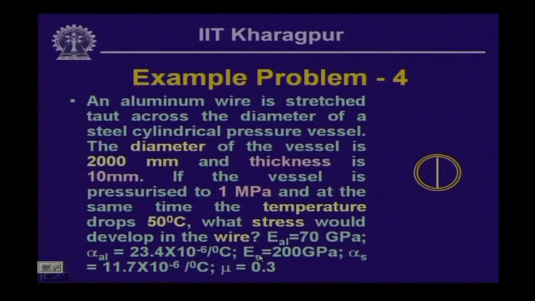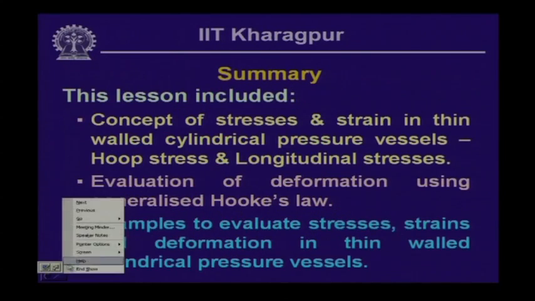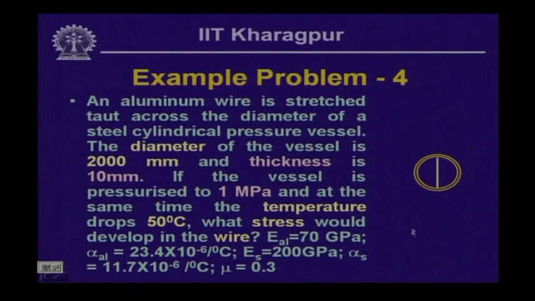Well, I have another problem which is set for you. An aluminum wire is stretched taut across the diameter of a steel cylindrical pressure vessel. The diameter of the vessel is 2000 millimeter and the thickness is 10 millimeter. If the vessel is pressurized to 1 megapascal and at the same time the temperature drops by 50 degrees centigrade, what stress do you expect in the thin walled pressure vessel? I will discuss this problem next time.